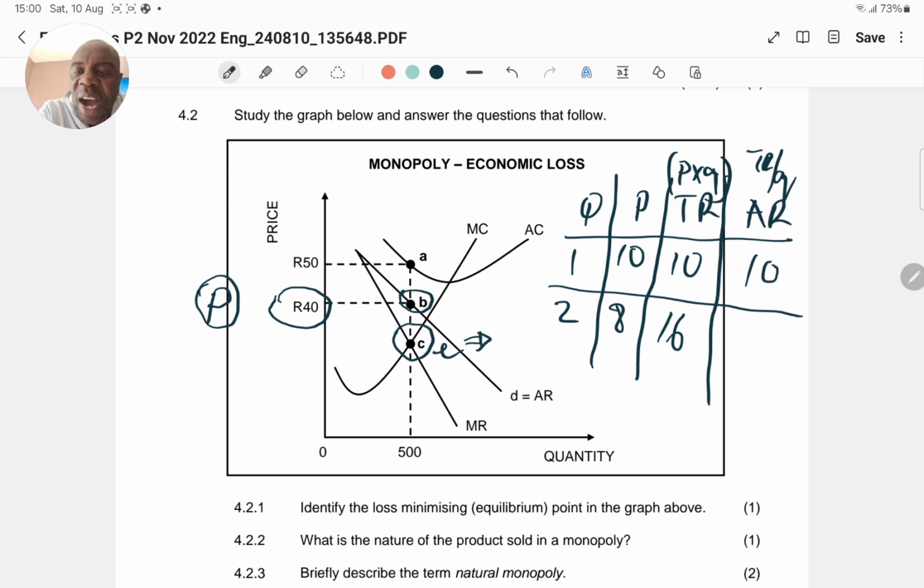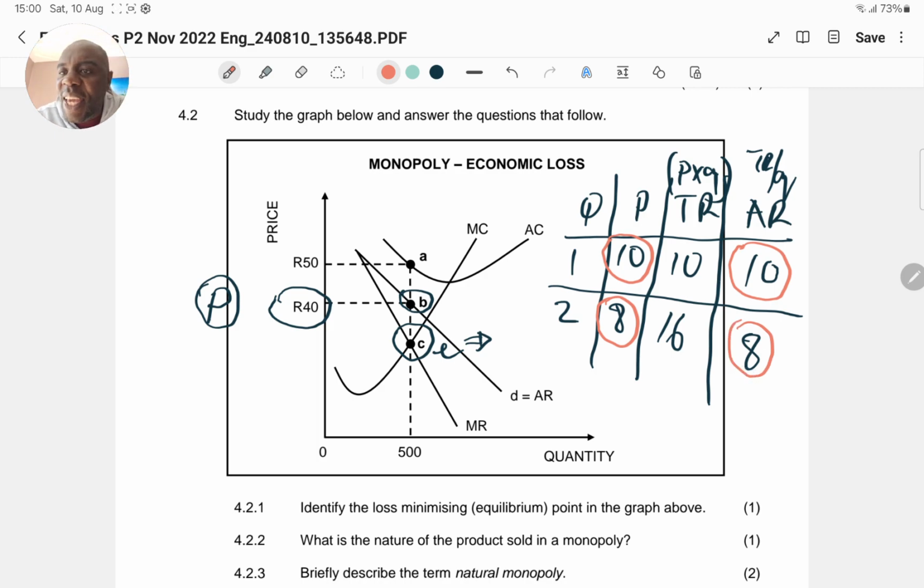And what is our average revenue? Average revenue is total revenue, which is 16, divided by quantity, which is 2. And it gives us an average revenue of 8. So we can conclude without a shadow of doubt that indeed price and average revenue is the same thing. So our price is 10, and average revenue is also 10. When the price is 8, we also see that average revenue is 8.